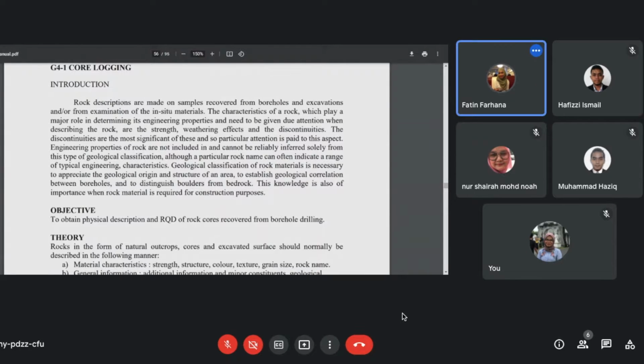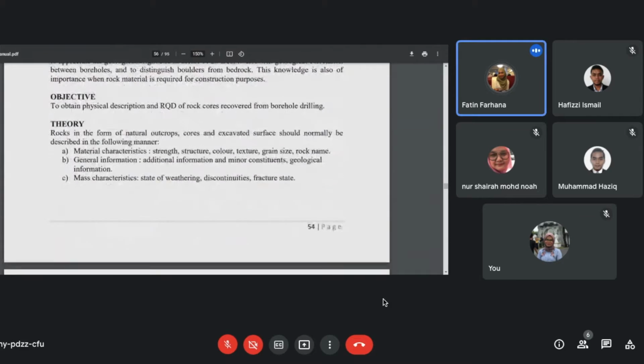Engineering properties of rock are not included in, and cannot be reliably inferred solely from, this type of geological classification. The objective of this core logging experiment is to obtain the physical description and RQD of rock cores recovered from borehole drilling. For the next discussion, I will let my friend elaborate more. That's all from me. Thank you.